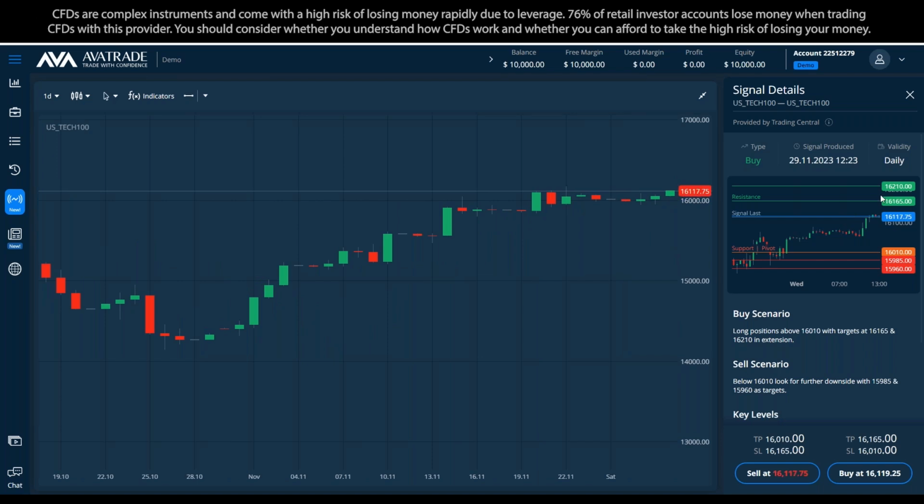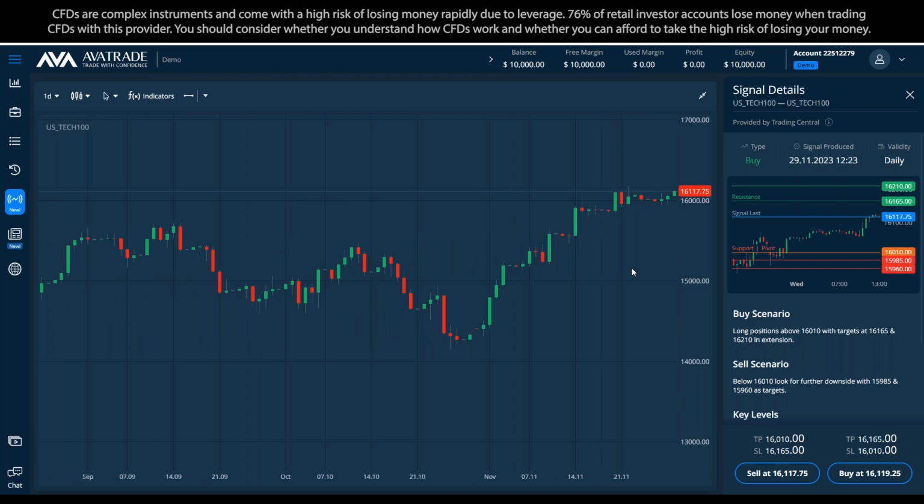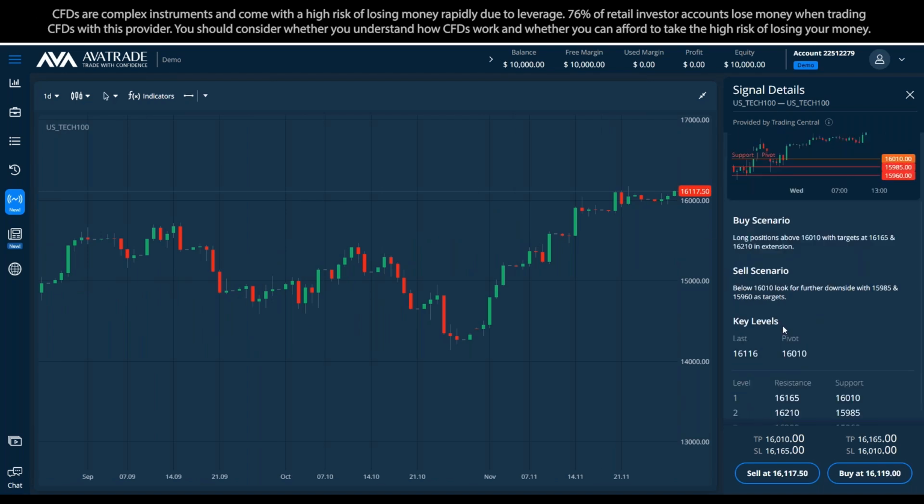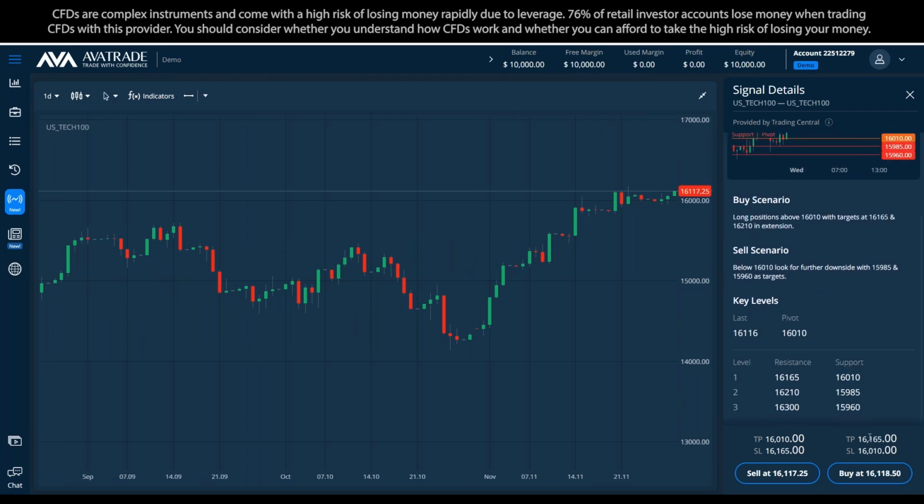Okay then. So we have here some levels. Now, what are those levels? Those levels are analyzed into the signal, and they are already embedded with take profit and stop loss. How exactly does that work?